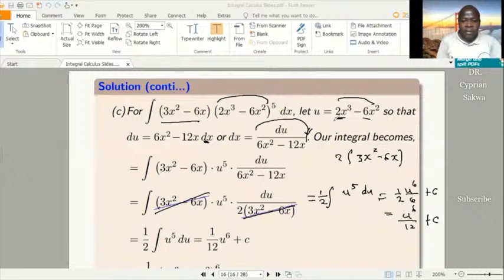So we are left with substituting back your u. When you substitute back your u, which is 2x cubed minus 6x squared, and then raise it to 6, you divide it by 12, add c. Of course, somebody may want to leave the answer at this point, but this can be simplified further.